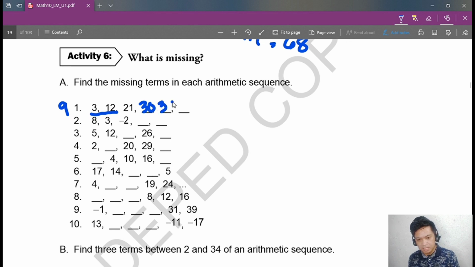30 plus 9 is 39. Then, 39 plus 9 is 48. So, this is the answers for number 1, the terms.